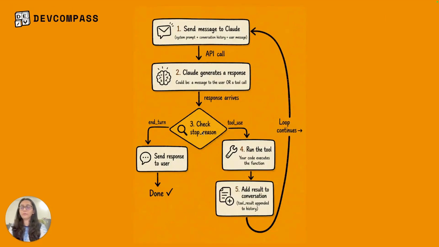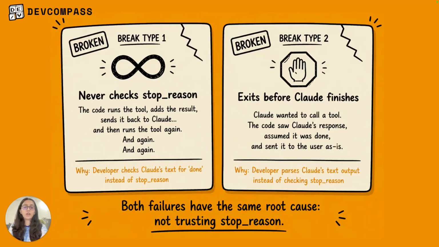This is the stop reason segment, right? So now what happens here? If you look at the left card, it says that if the loop never checks stop reason, the code will run the tool, add the result, send it back to Claude, then run the tool again and again. That loop will run forever. The developer wrote code that runs the tool, appends the result, sends it back to Claude, and then runs the tool again and again.